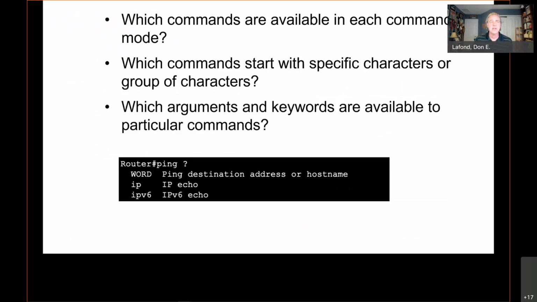I was able to do it yesterday. So in this case, ping with a space and then a question mark returns the three options that you can have after the word ping. You could ping a word like Google. You can ping Google, you can ping an IPv4 address, or you can ping an IPv6 address.